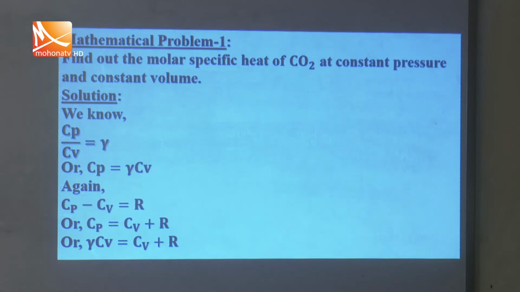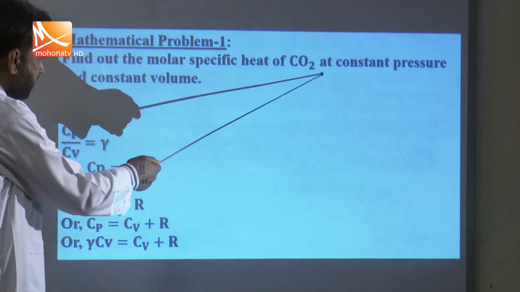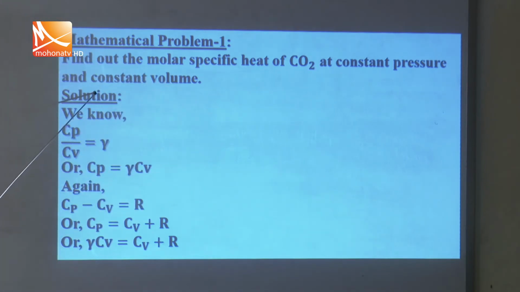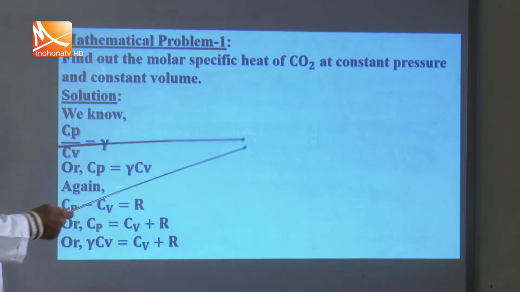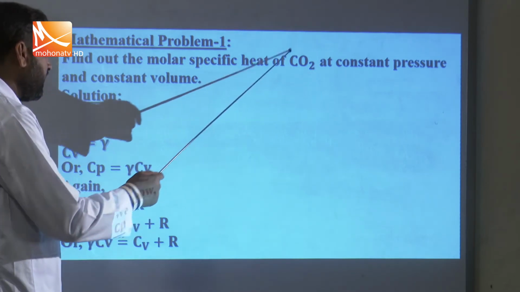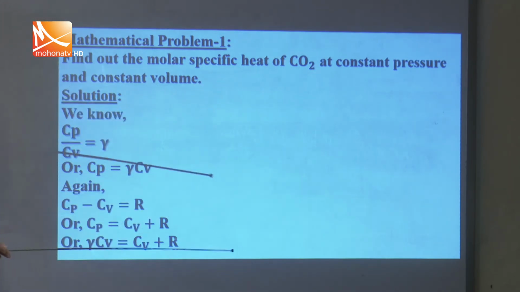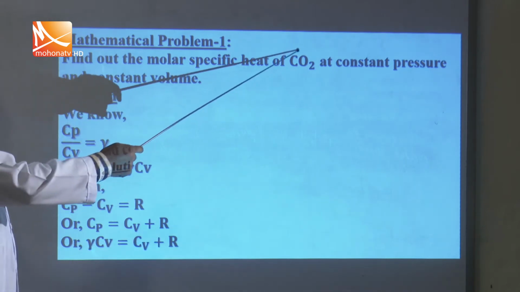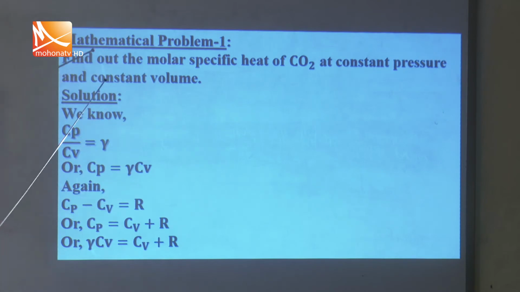Now a mathematical problem related to this equation. Find out the molar specific heat of carbon dioxide gas at constant pressure and constant volume. Dear students, you can observe the gas carbon dioxide is a polyatomic gas. So the value of gamma will be 1.33.